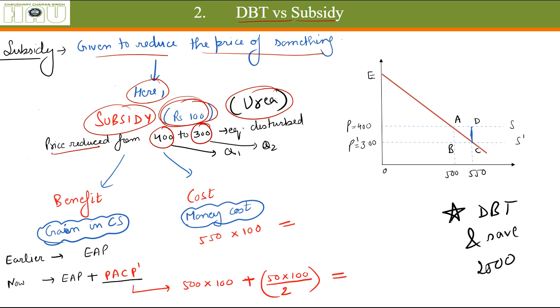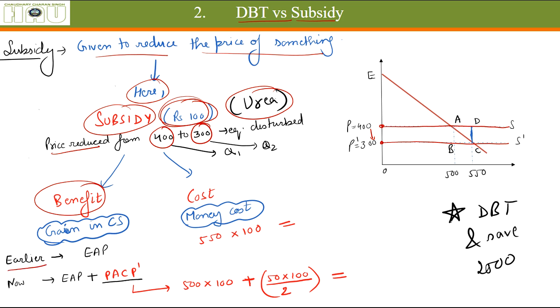Okay, earlier at price 400, the supply was perfectly elastic, PS. But when the subsidy has been given, at P dash price, that is 300 rupees, the supply curve is still perfectly elastic. That means you can buy any quantity at that given price. What is the benefit of this subsidy? The benefit of this subsidy has been the gain in consumer surplus.